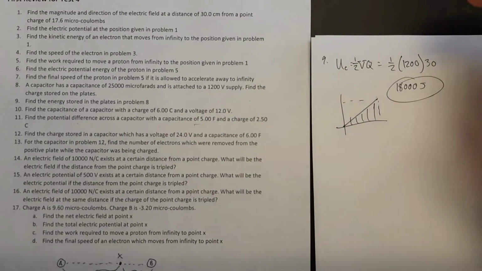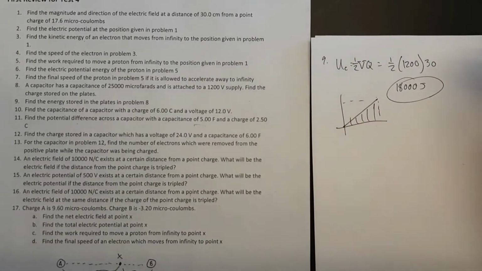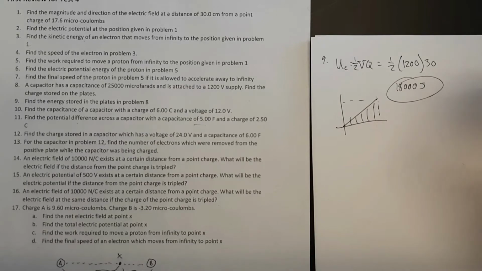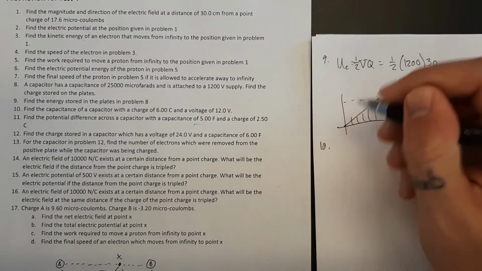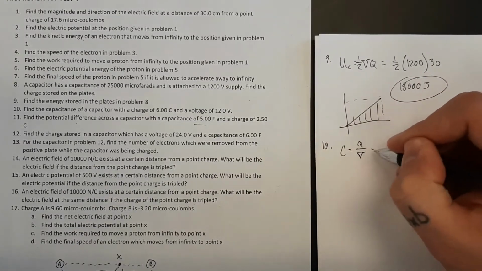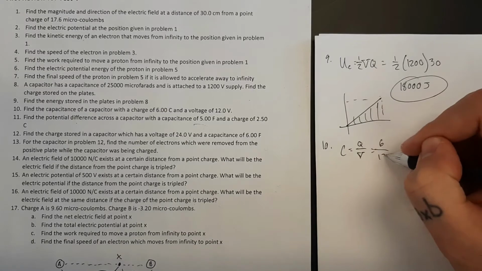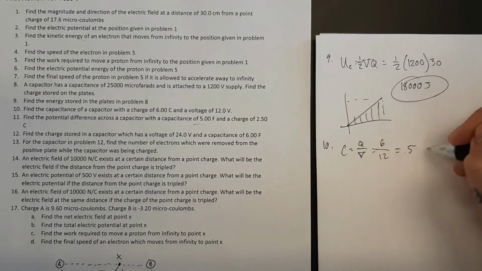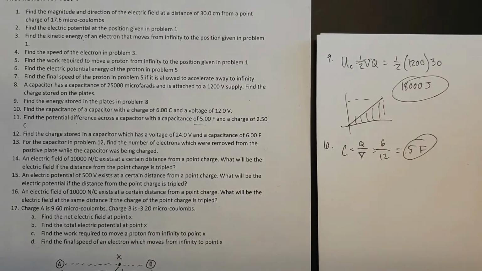Number 10, find the capacitance of a capacitor with a charge of 6 coulombs and a voltage of 12 volts. Okay, so that's just going to be 0.5, right? Because we got capacitance equals charge over voltage. We've got a charge of 6. We've got a voltage of 12. Yeah, it's 0.5. 0.5 farads.